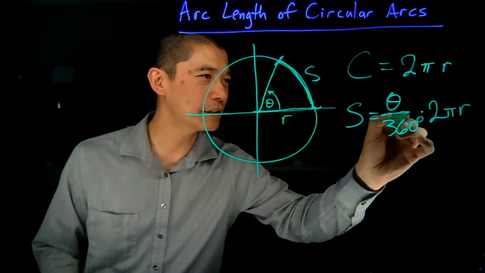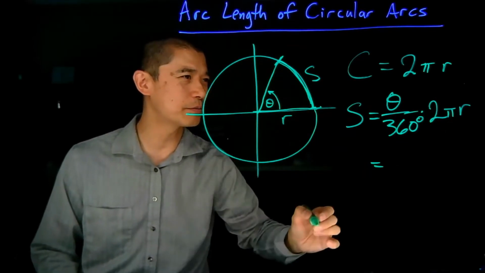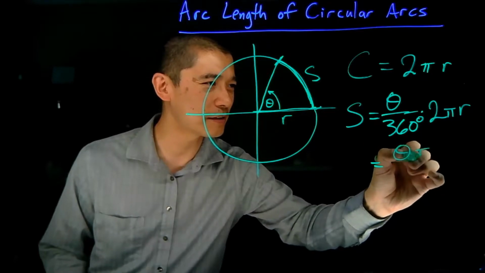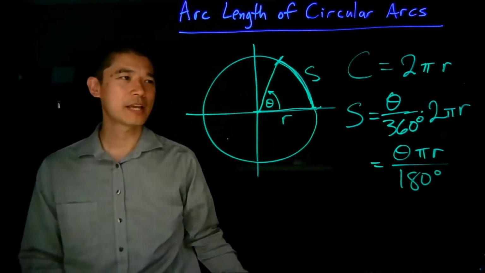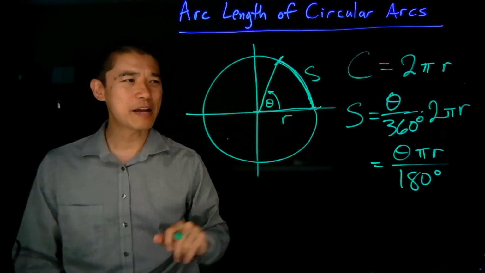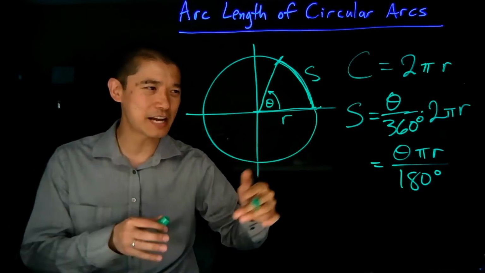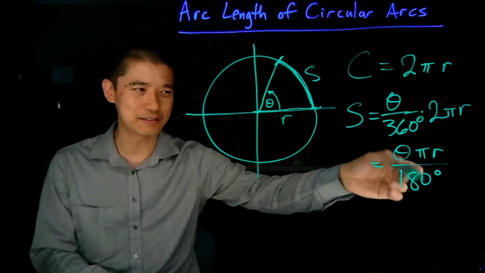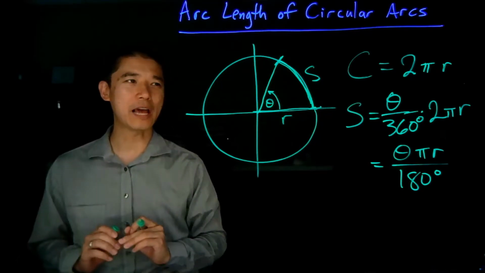I'm going to put degrees here. And so when you do some simplification, the 2 is going to reduce 360. You're going to have theta times pi times r over 180 degrees. And this is the formula that we use when we're in degrees. Now, you can see that this formula doesn't look particularly nice. It's kind of messy. It's got a fraction in it, and it's got 180 degrees in the denominator. Let's do this again in radians and see what happens.